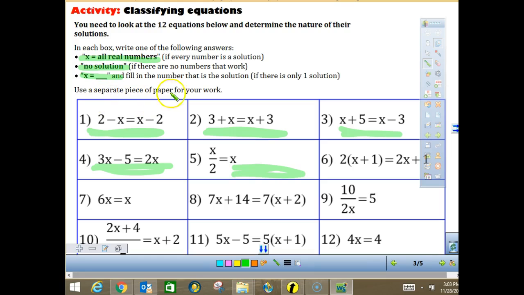It says use a separate piece of paper. So right now on that separate piece of paper, I do not want you to write anything in here till you've done it on a piece of paper. We will talk about just a couple of these, but I want you to start with number 1 and 2.